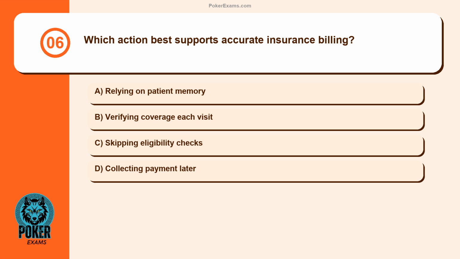Question 6. Which action best supports accurate insurance billing? Relying on patient memory, verifying coverage each visit, skipping eligibility checks, collecting payment later.